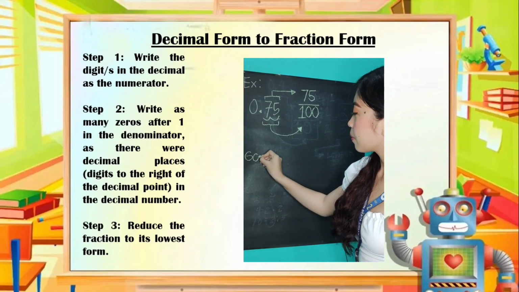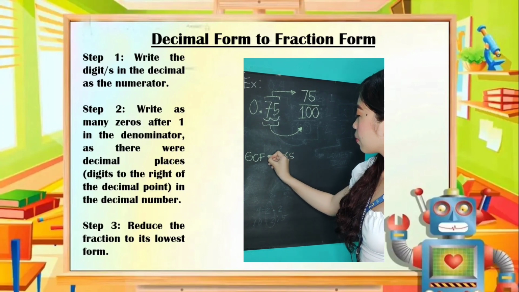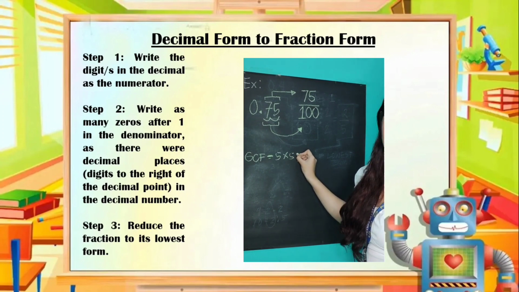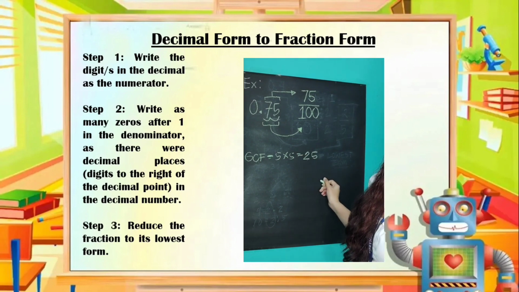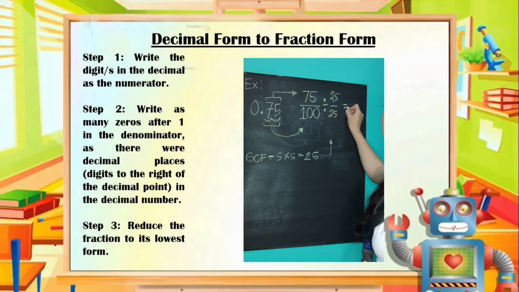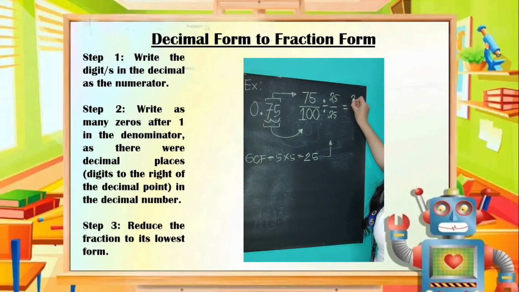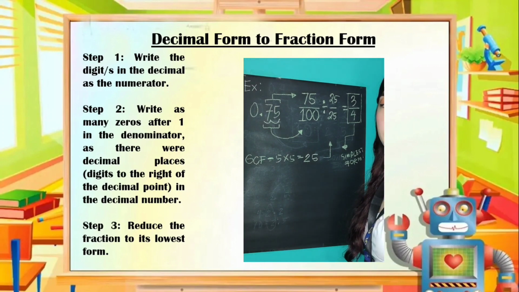So 75/100 can be expressed in its lowest form, so we're going to proceed to step 3, reduce the fraction to its lowest form. So all we have to do is to find the GCF. 25 is our GCF since it's the biggest number that can divide 75 and 100. So 75 divided by 25 is 3 and 100 divided by 25 is 4. So therefore, 3/4 is the simplest form or the lowest form of 0.75 or 75 hundredths.